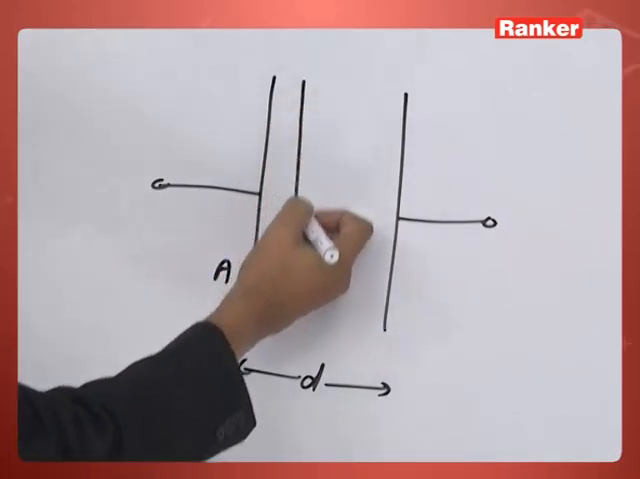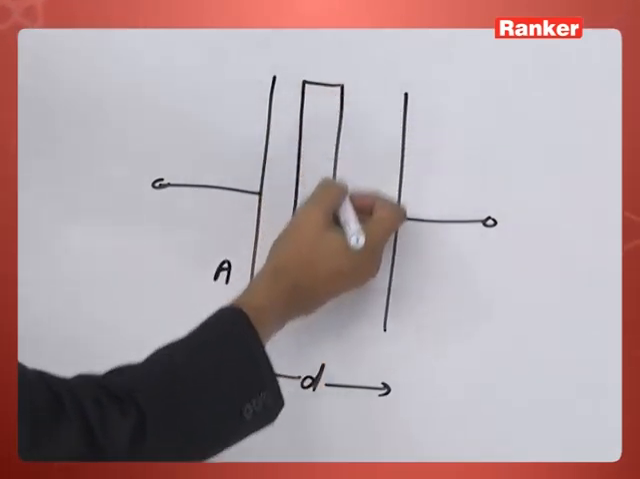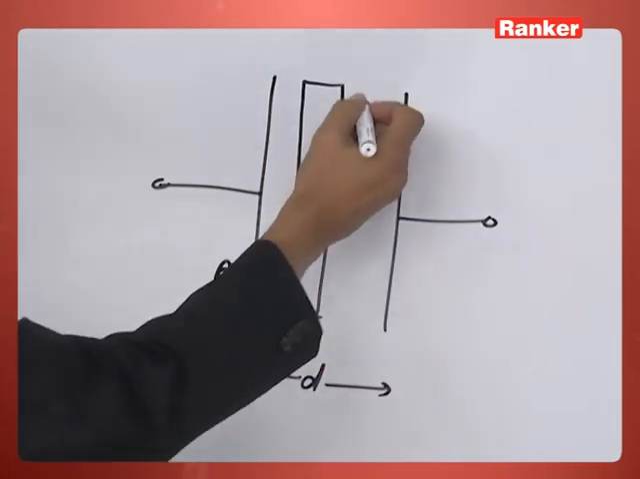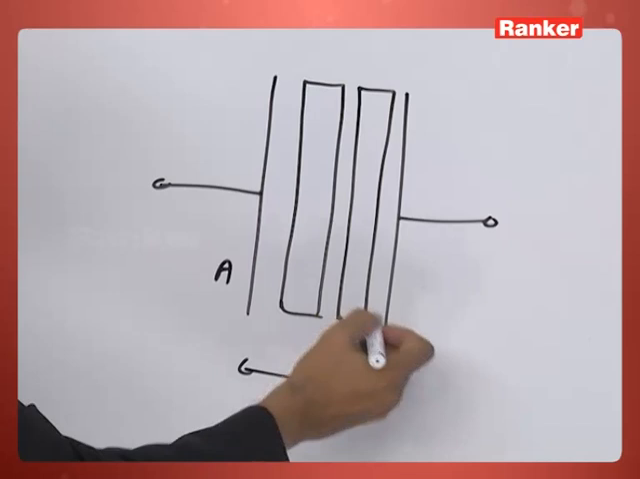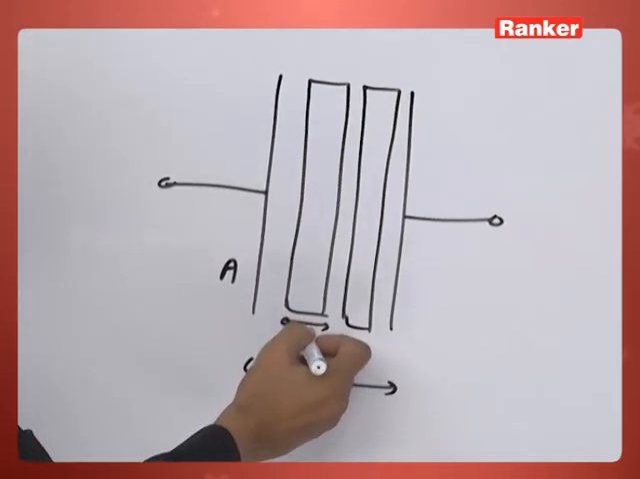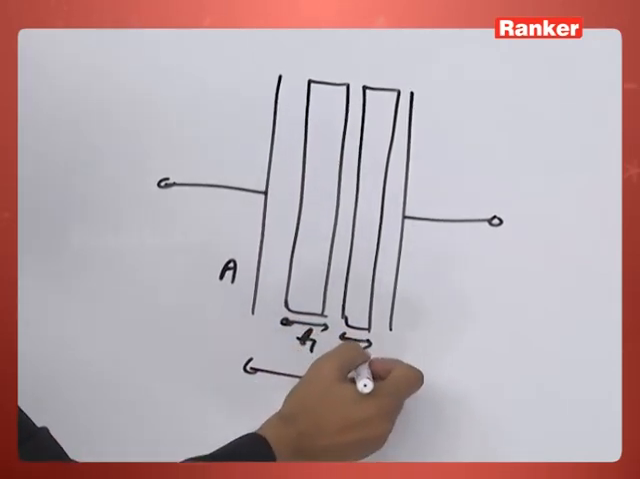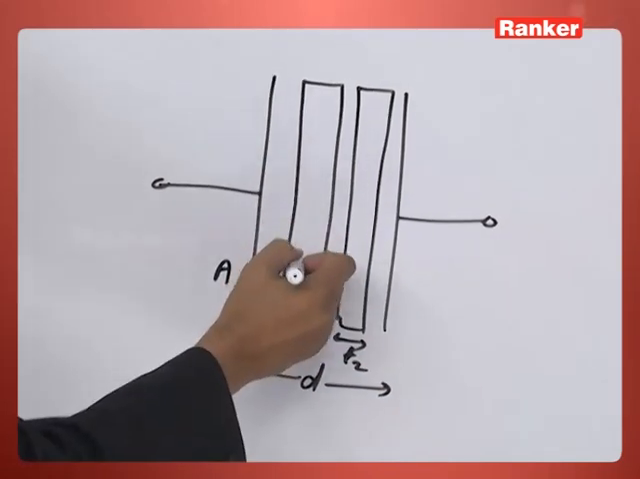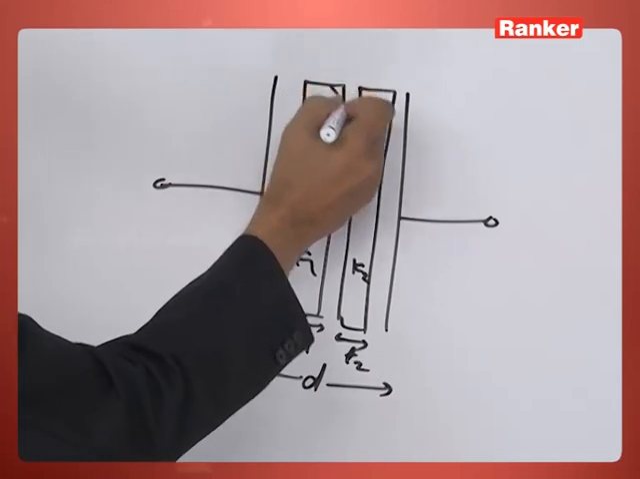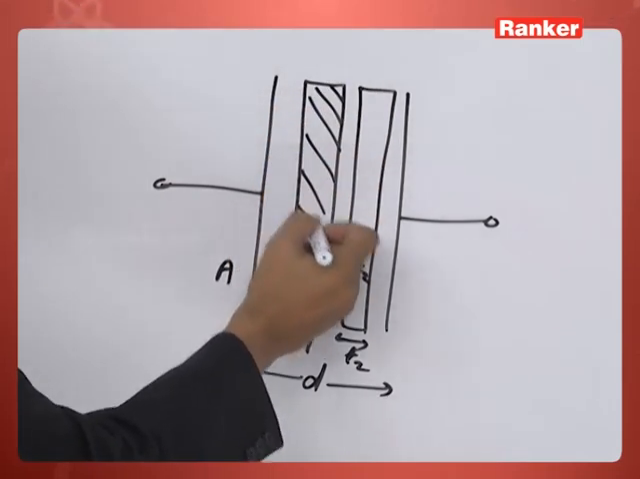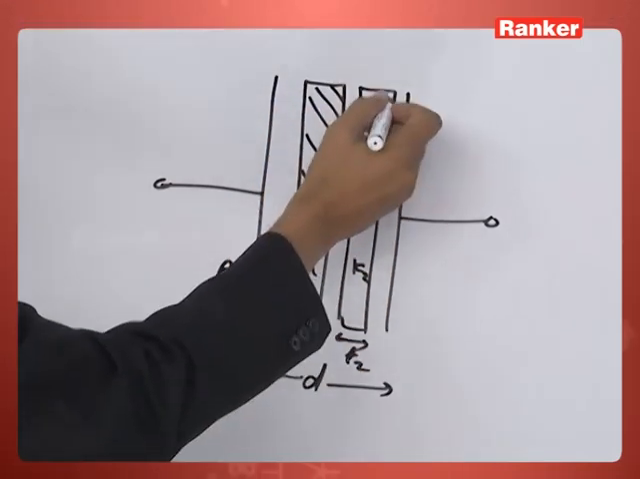Now here we are using two different slabs, and their widths are T1 and T2 and their dielectric constants are K1 and K2, in this manner.